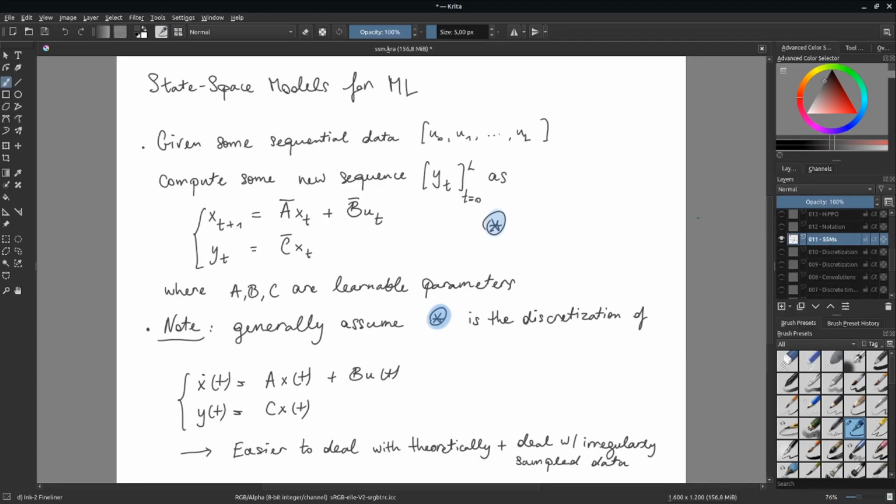So yeah, the broad idea is, given some sequential data, let's say U0 to UL, we want to compute a new sequence y of t as simply the output of some kind of linear time invariant system of this form, where A, B, and C are going to be learnable parameters. So we can learn A, B, and C. And the trick here is to generally assume that this is simply the discretization of a continuous time system, and what you're going to learn is not these A bar, B bar, C bar, you're going to learn the matrices A, B, and C. The reason for that is that it's a bit easier to deal with on the theory side, and also if you want to deal with data that's not sampled regularly, with different times, as if you were doing neural ODEs, then you can do that. And it turns out, especially in the Mamba paper, they mention that being able to treat this delta parameter is very important.